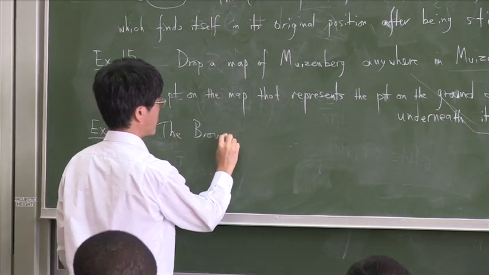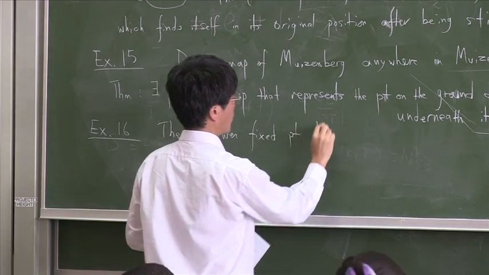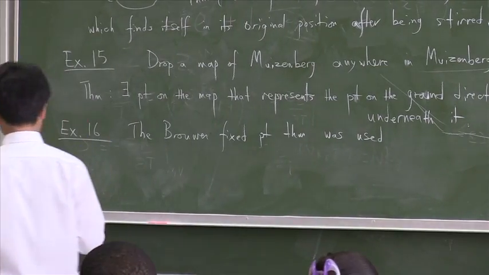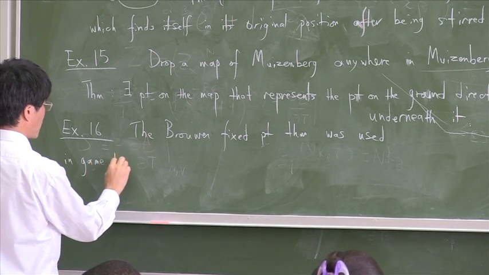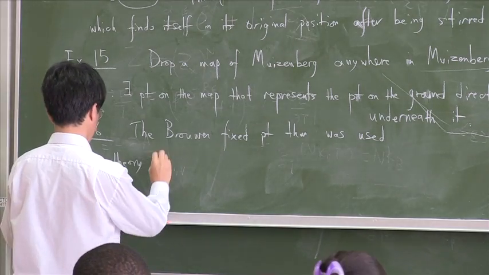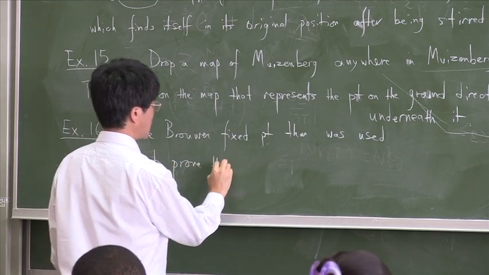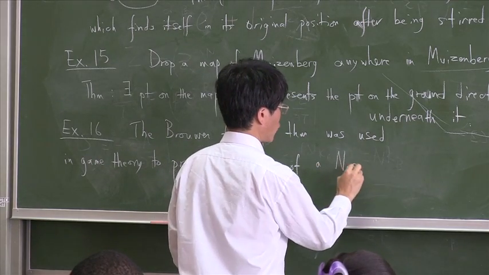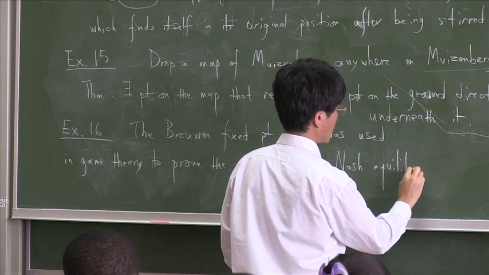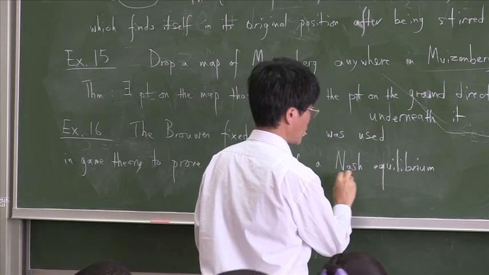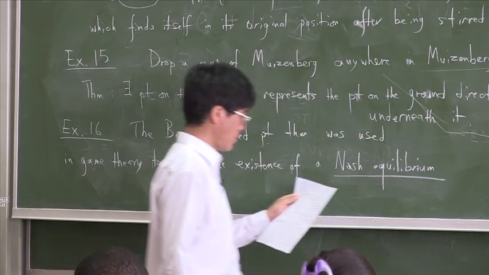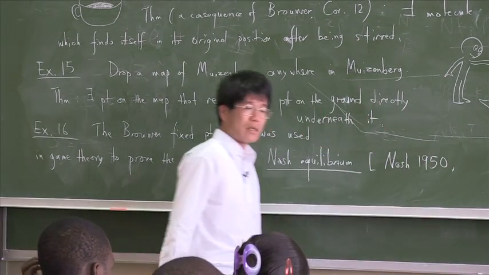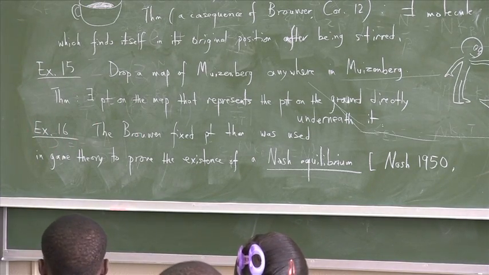The Brouwer fixed point theorem was used in game theory to prove the existence of a Nash equilibrium, Nash. And this was done in possibly the shortest PhD thesis in history.